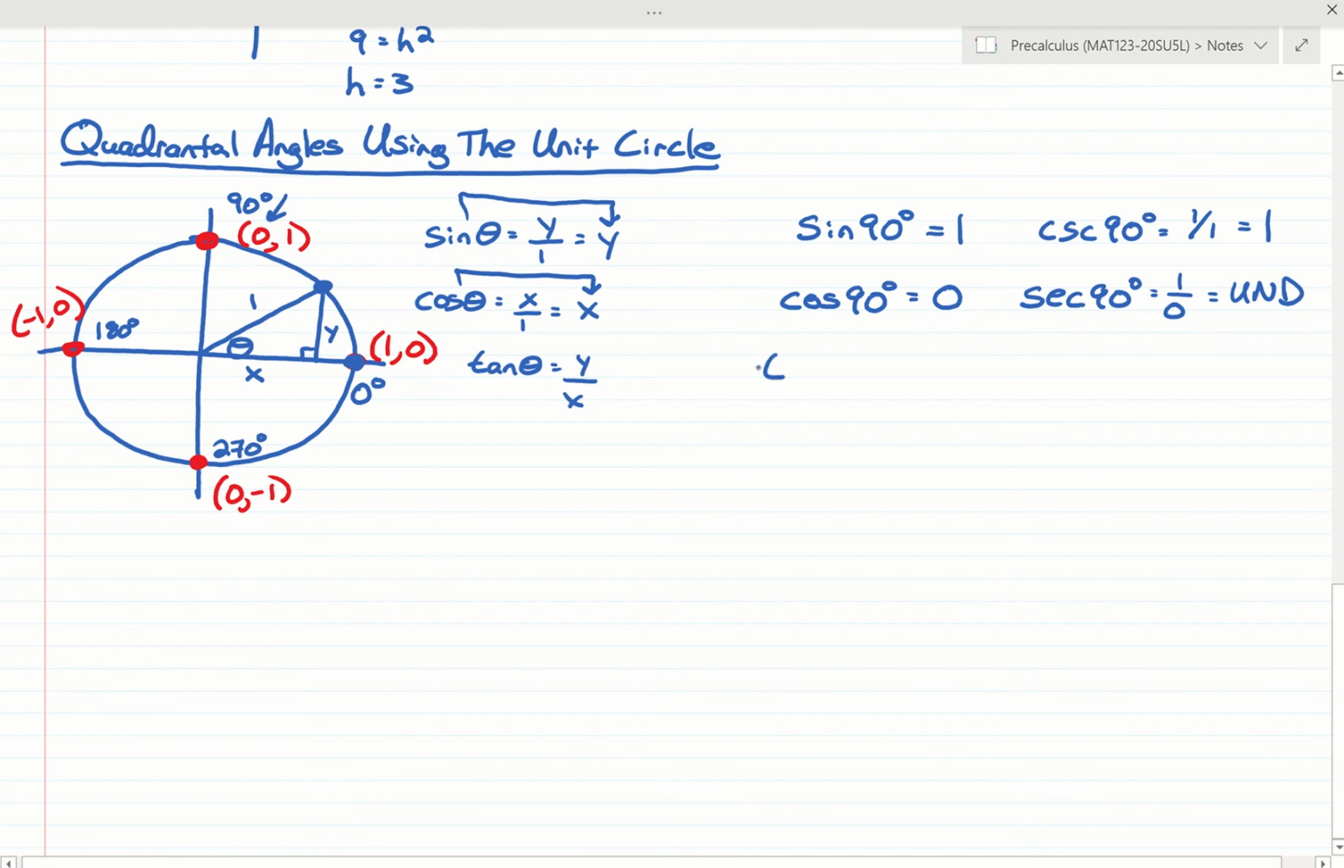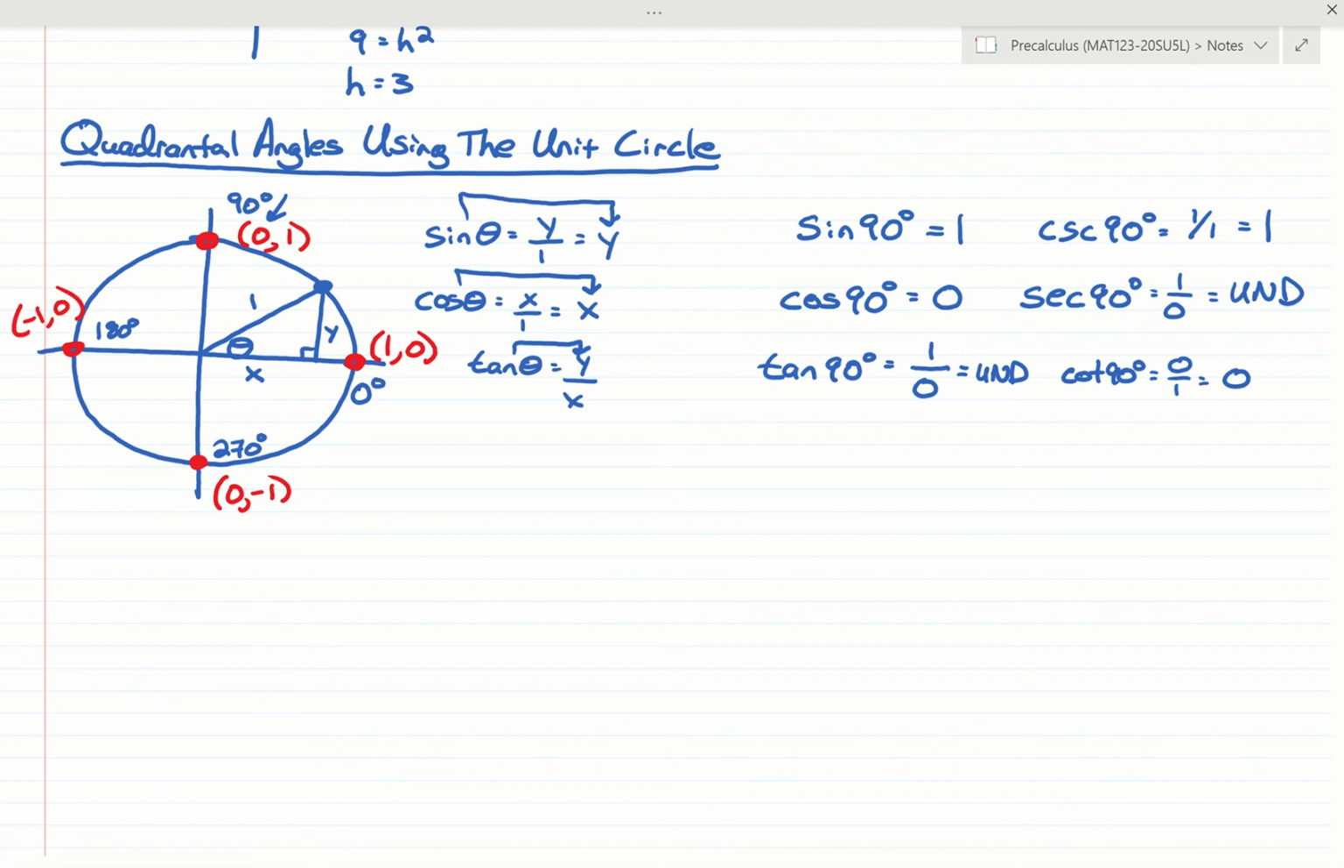What if I asked you to find the tangent of 90 degrees? According to what we have here, tangent is the y value over the x value. So tangent of 90 would be undefined. And you could check this on your calculator, but this is how I want you to know how to do it by hand. The cotangent of 90 degrees would be the reciprocal of tangent, which is 0. That's how that works, and this works for all kinds of quadrantal angles. And the quadrantal angles are the angles that fall, of course, along the quadrants.